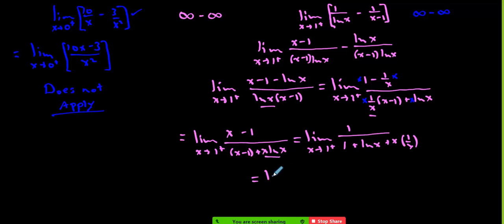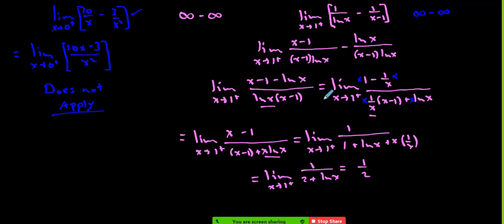So here's what we get now. We get the limit as x goes to 1 of 1 over, this is 2, right? This one and this one is 2. 2 plus log x. Now, if I plug in a 1, I get 1 over 2. So that's the limit, 1 over 2.